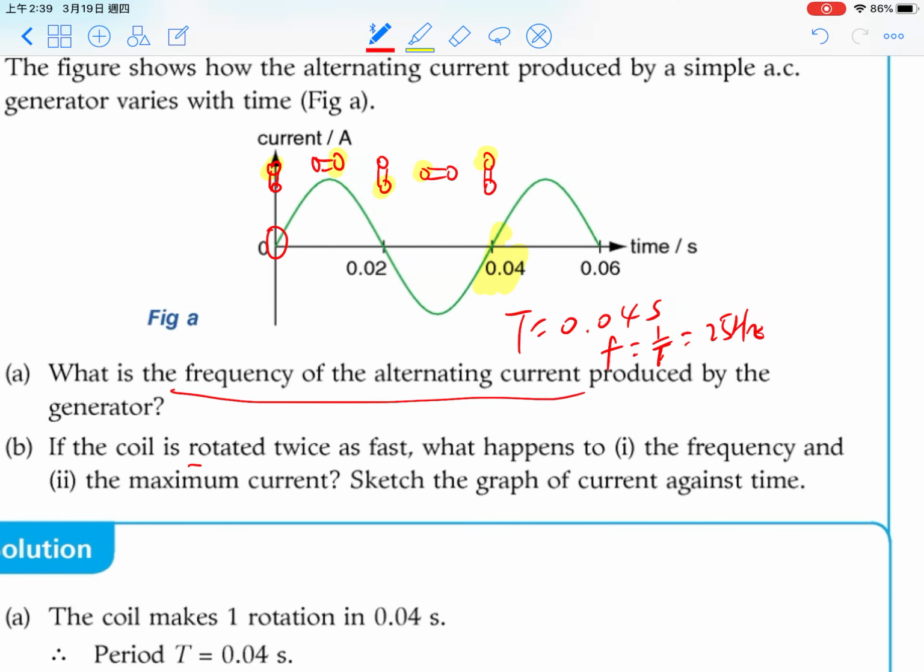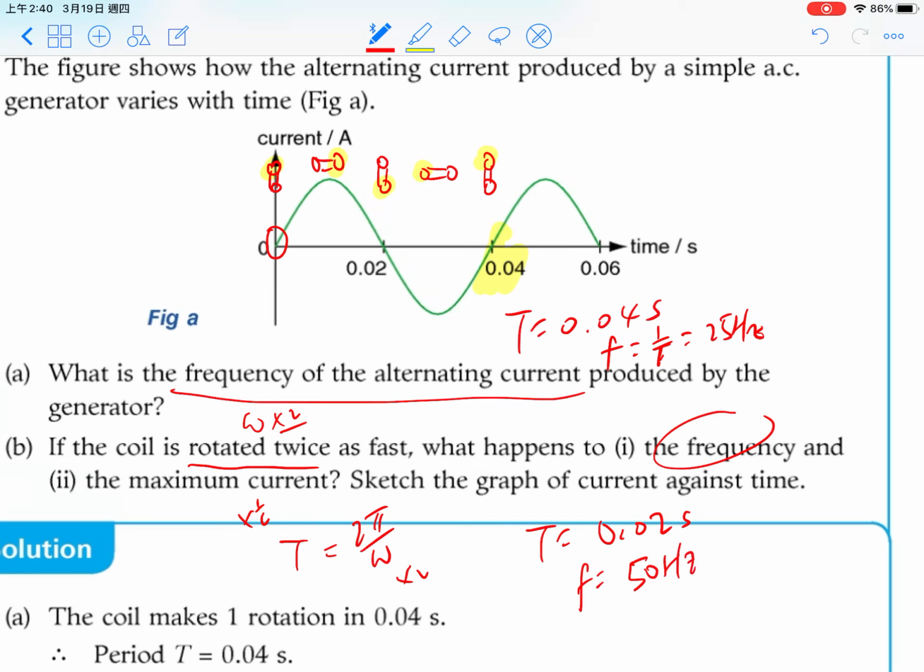Okay, part B. If the coil is rotating twice as fast, that means double ω. What happened to the frequency? Like you know the equation for circular motion, T equals 2π over ω. If ω is doubled, so the period will be halved. So the period will become 0.02 second. So the frequency will be doubled, 50 Hertz.